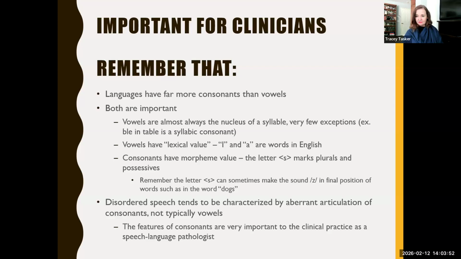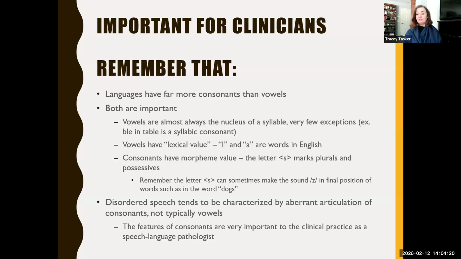Both vowels and consonants are important for different reasons. Vowels are important because they're the nucleus of the syllable, with very few exceptions. An example here is in the word table. The BLE acts as a syllabic consonant. Don't worry about that now. We're going to talk about syllables later on. For the most part, vowels make up the nucleus.